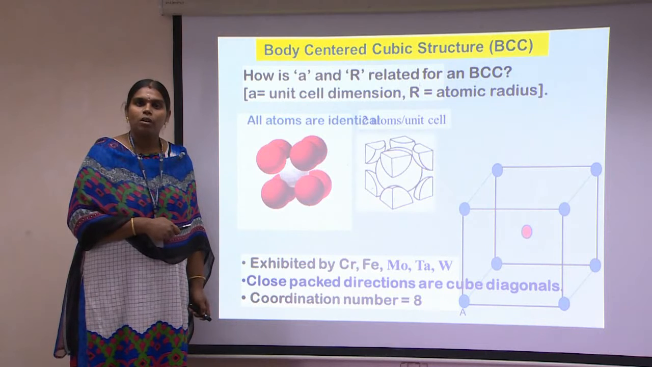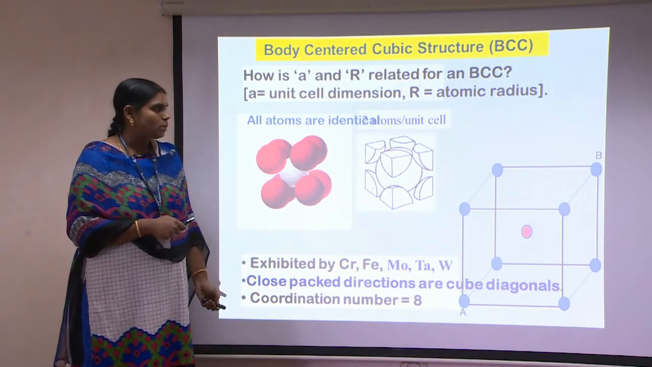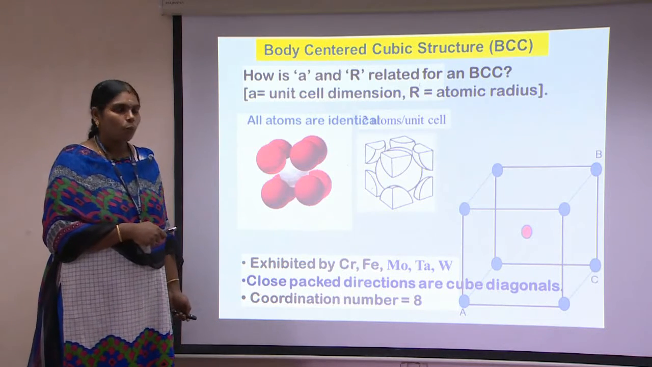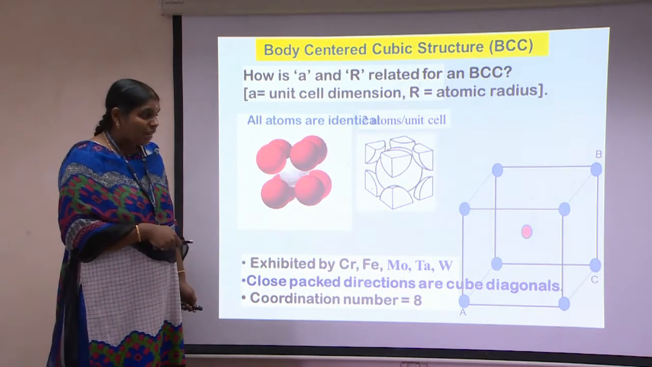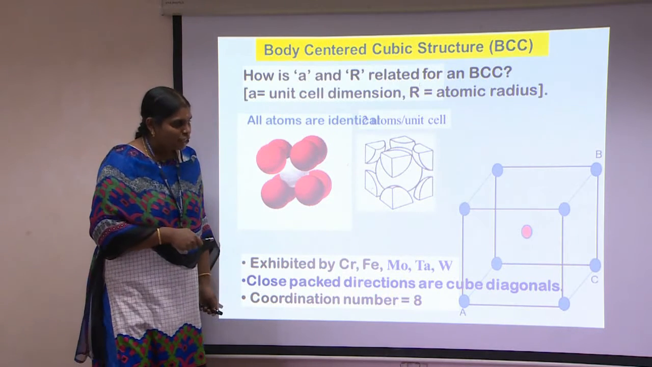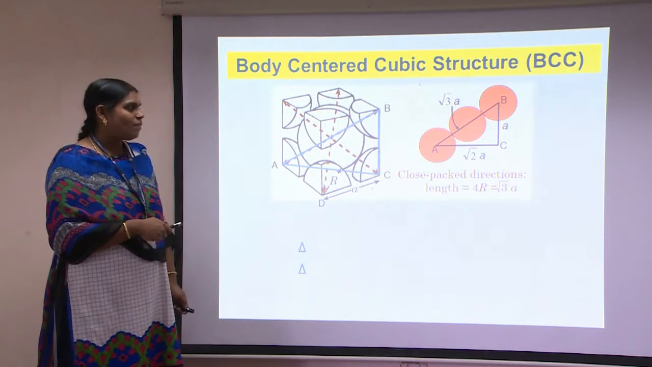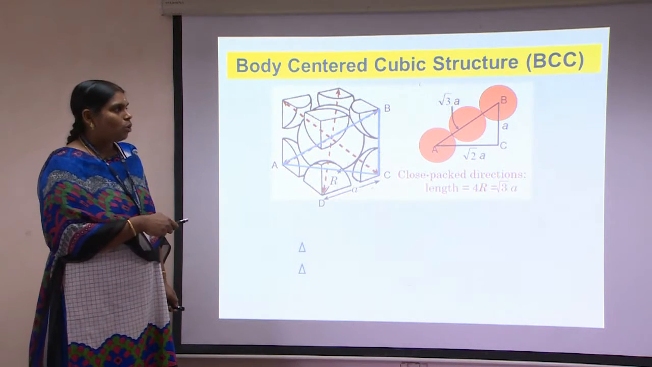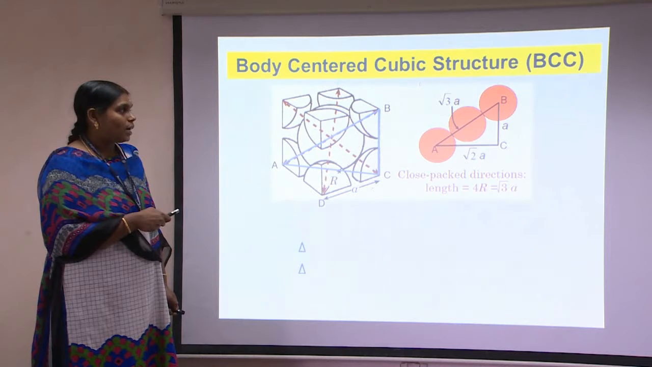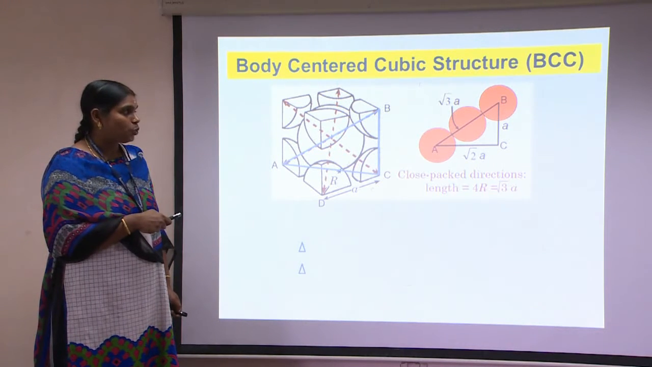So how many corner atoms are there? It's 8. So 8 into 1 by 8, so it becomes 1. And in addition, it's not a primitive cell, we cannot conclude that it's a primitive cell. In addition, we can see that it has a body centered atom. So when you are having a body centered atom, we have to consider that body centered atom also when we are going to calculate the number of atoms per unit cell.